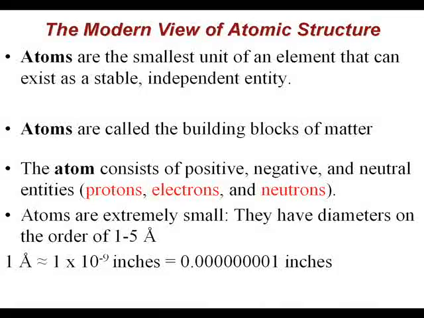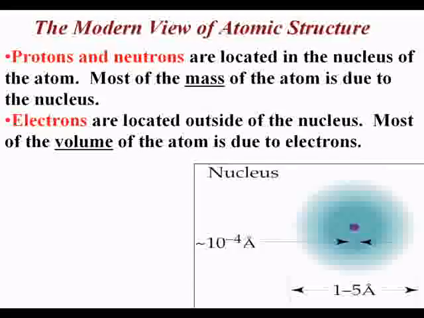What does an atom look like? Well, protons and neutrons are located in the nucleus of the atom. Most of the mass of the atom, how much the atom weighs, is due to the nucleus. That is, the protons and the neutrons together. The electrons are located outside around the nucleus. And most of the volume of the atom is due to these electrons.